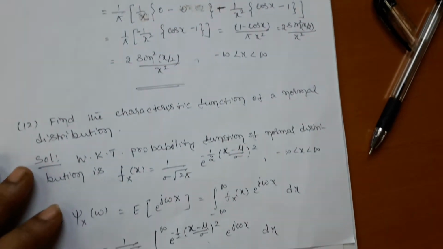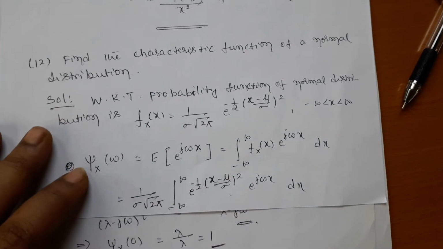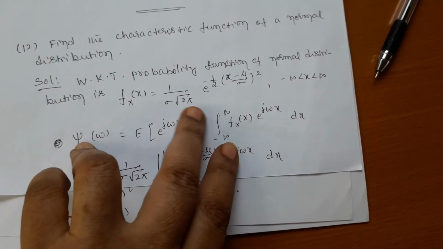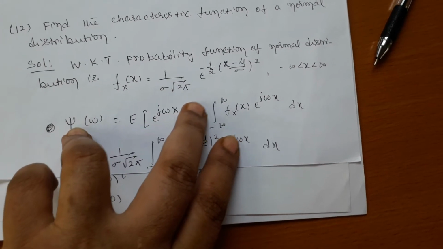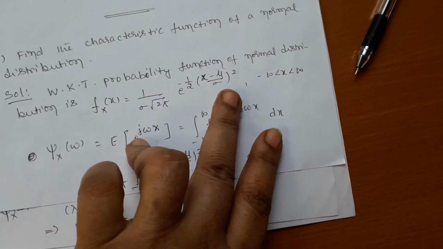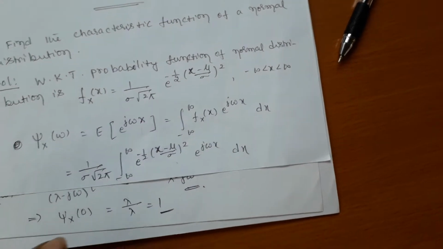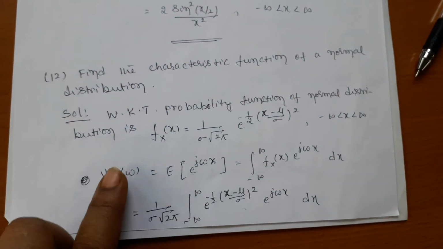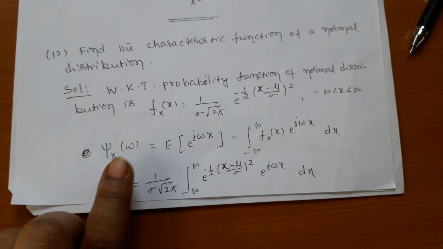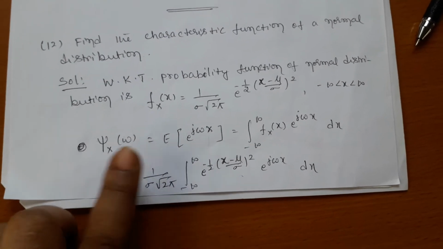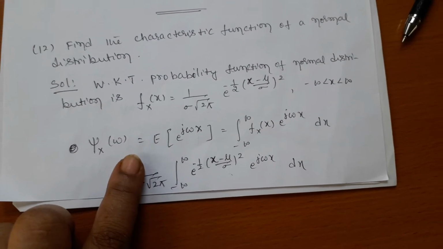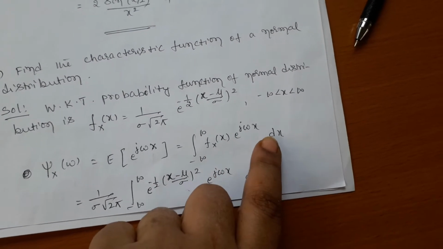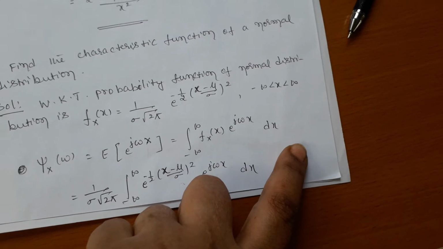Okay, now find the characteristic function of the normal distribution. We know the probability function for the normal distribution: 1 by sigma root 2 pi into e power of minus half of (x minus mu by sigma) whole square, x lying between minus infinity to plus infinity. But as I already explained while explaining the characteristic function, phi x of omega is nothing but the expectation of e power j omega x, which is the integral from minus infinity to plus infinity of fx of x e power j omega x with respect to x.